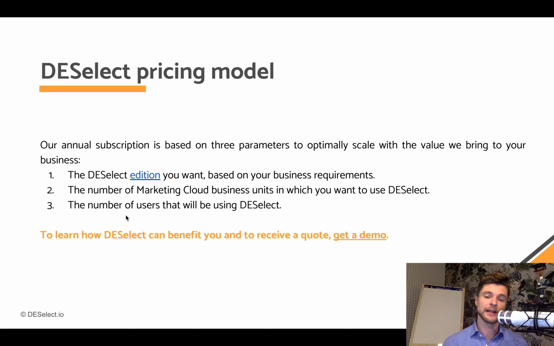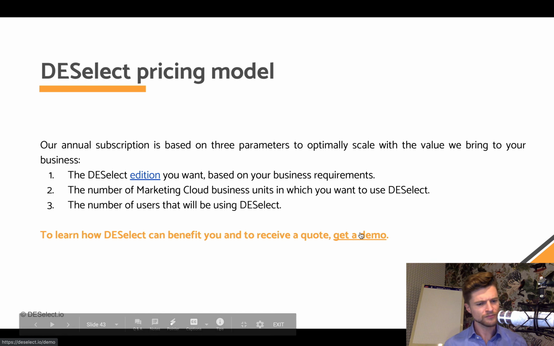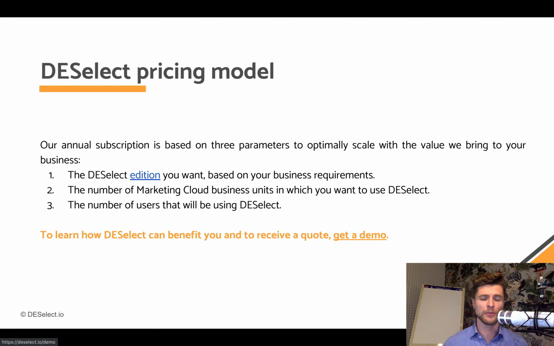Now, to know exactly what the price will be for you and to learn more about the benefits and the value we can bring to you, please reach out by requesting a demo. To do this, just go to DESelect.io/demo, where you can fill in a form and even directly book a demo meeting with us. This will allow us to gauge and analyze what kind of package is most suited to your needs and make an offer based on that.